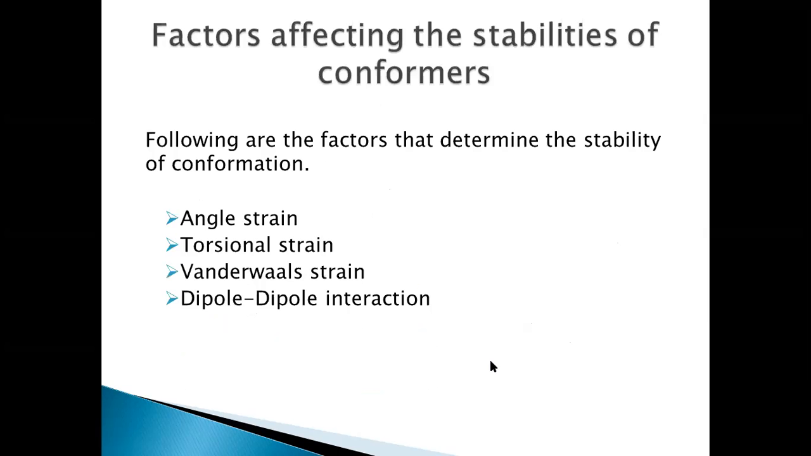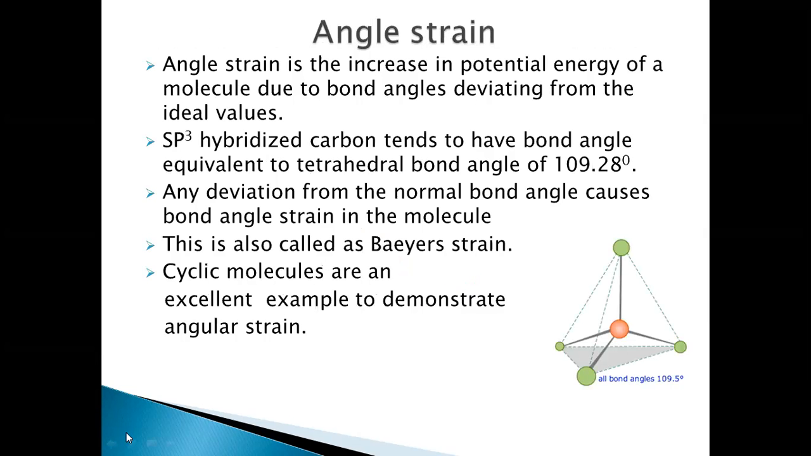That's it. So the factors which are affecting these conformers are four. The first one is the angle strain. The second one is the torsional strain. The third one is the van der Waals strain. And the fourth one is the dipole-dipole interaction. So let's understand each of them in detail.